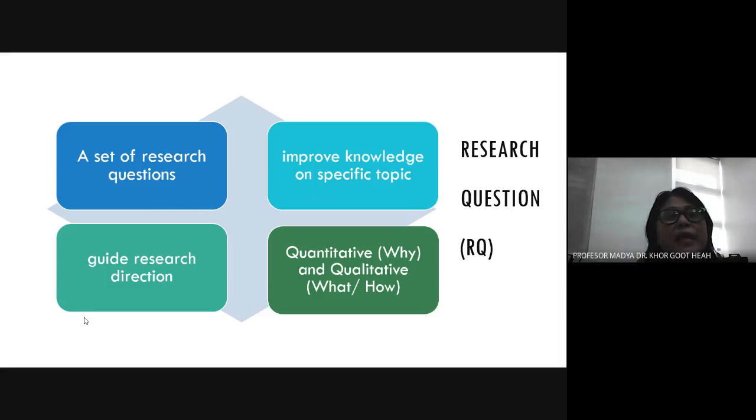Type of the question can be either quantitative with why, or qualitative with what and how, and those must be answerable in the study. So this is why a strong research question must be specific enough so that students can answer it using the appropriate research method. It should also be complex enough to require in-depth investigation, analysis or argument for the students to understand the topic, so students can analyze and have some in-depth argument for the topic in the research proposal.